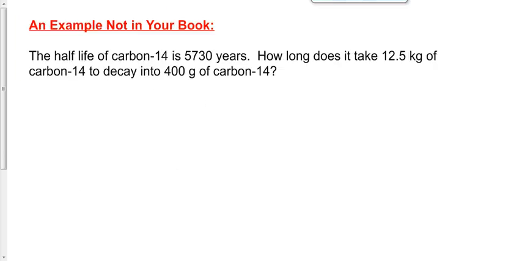I got one more example for you that's printed in the notes that I photocopied for you. It says the half-life of carbon-14 is 5,730 years. By the way, half-lives will vary depending upon what element you've got, from less than a second for half of it to decay to thousands of years for half of it to decay. Carbon-14, half of it will decay in about 5,700 years, give or take. How long does it take 12.5 kilograms to decay to 400 grams?